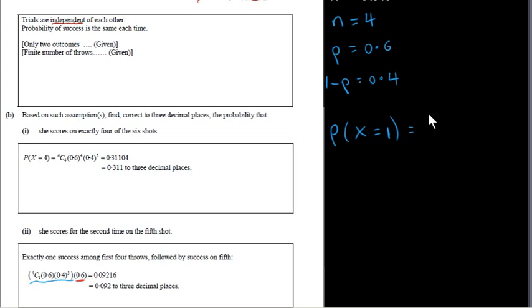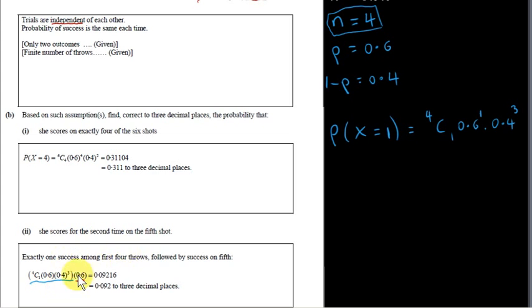So we have nCx, so n is 4, so we have 4C1, p to the power of x, 0.6 to the power of 1, and then 1 minus p, which is 0.4 to the power of 3. This is n minus x, 4 minus 1. These two numbers add up to 4. 1 and 3 is 4. So this is the probability that she scores just once out of 4 throws. So it's just a binomial distribution with n equals 4, and the other parameters are the same.